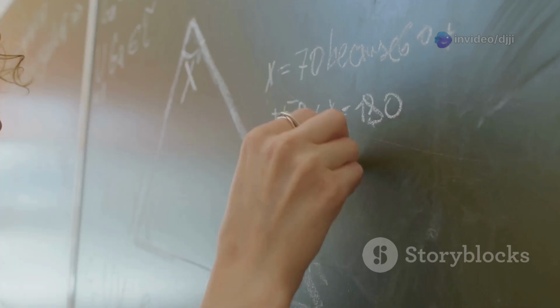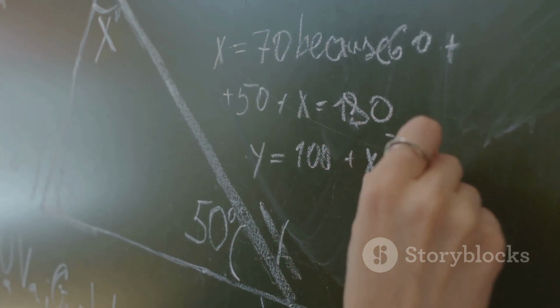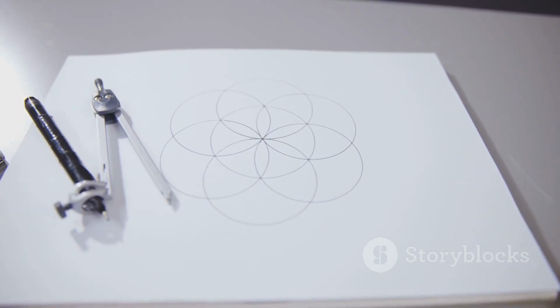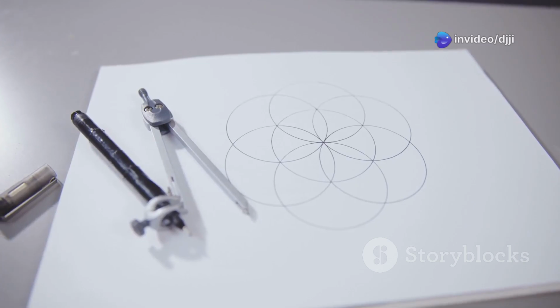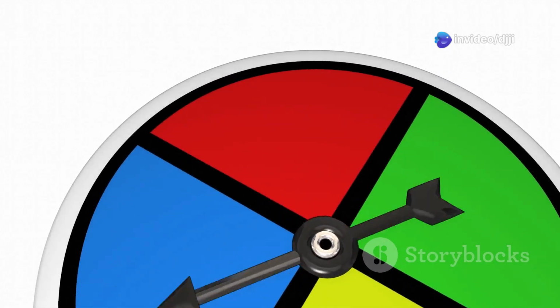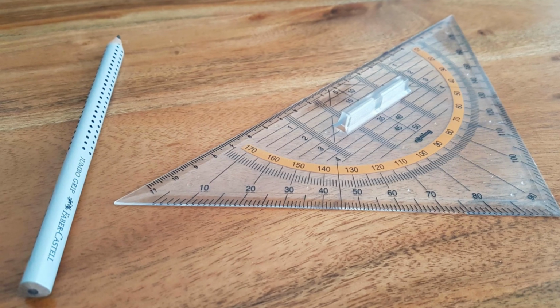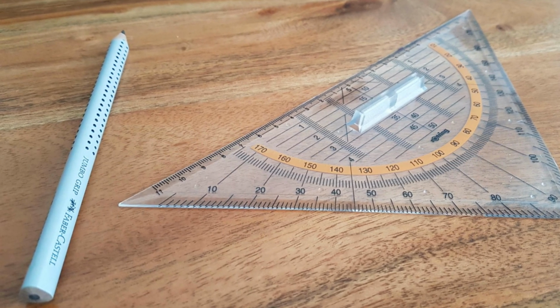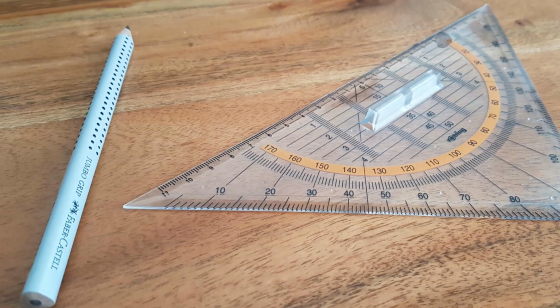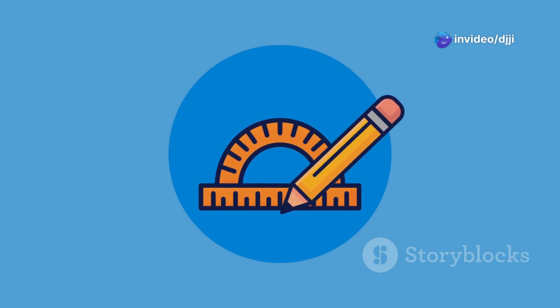Degree measure. A degree, denoted by the symbol °, is a unit of measurement for angles. One full rotation around a circle is equal to 360 degrees. Therefore, 1 degree represents 1/360th of a full circle. Angles are measured in degrees, with a positive direction being counterclockwise or anti-clockwise and a negative direction being clockwise. A right angle, for example, measures 90 degrees, and a straight angle measures 180 degrees.